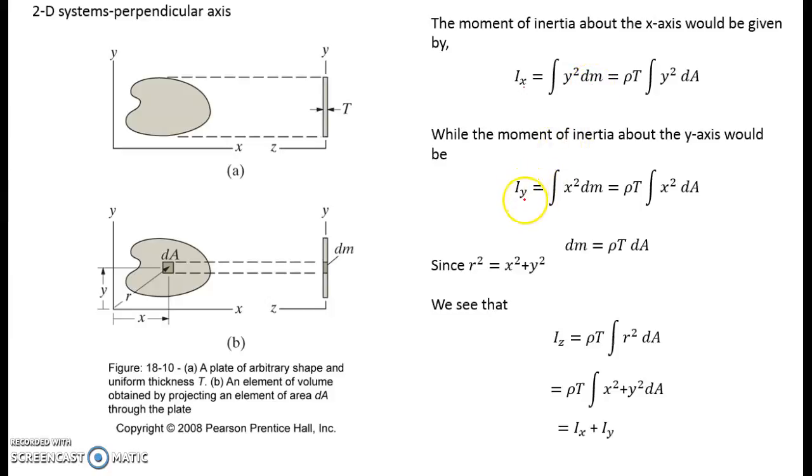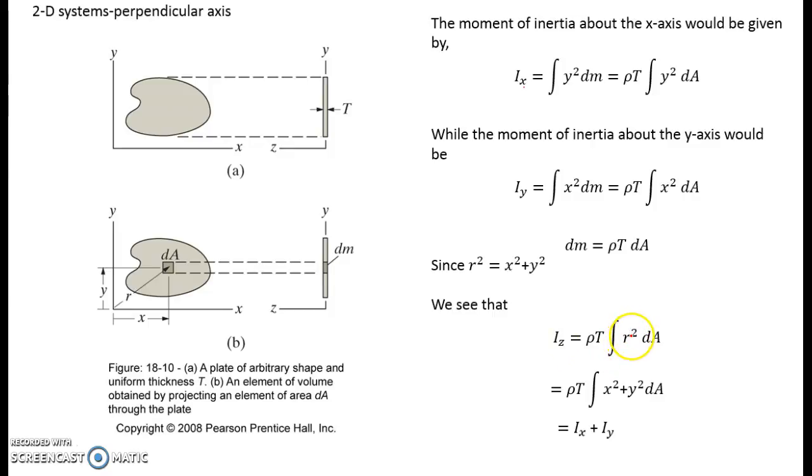Similarly, the moment of inertia about the y-axis would be the integral of x squared dm. And I do my typical substitution, substituting rho t dA, rho the density, t the thickness, dA the elemental area, for my mass dm. Okay, so I have those two expressions. That's fine. Now what about the moment of inertia about the z-axis? Well, it's the usual, the integral of r squared dm.